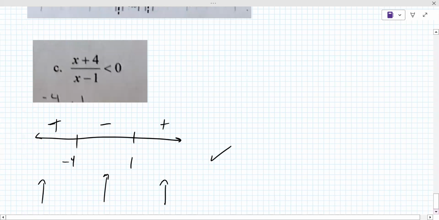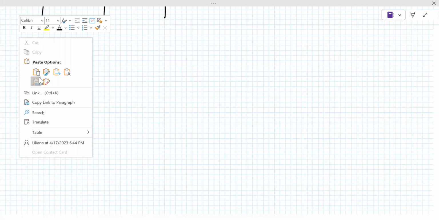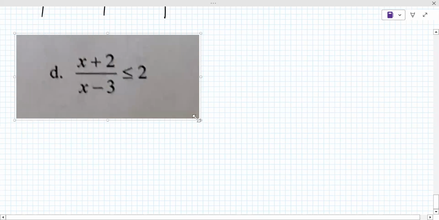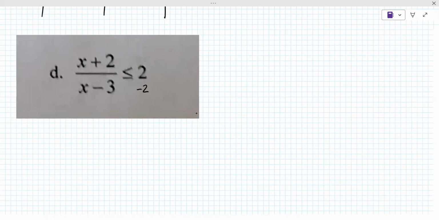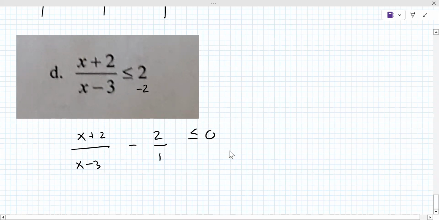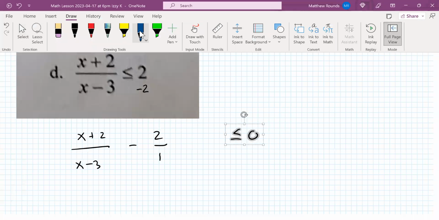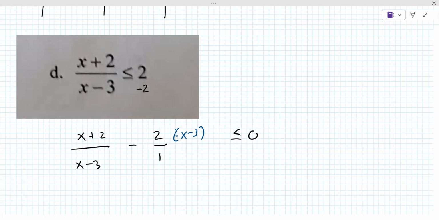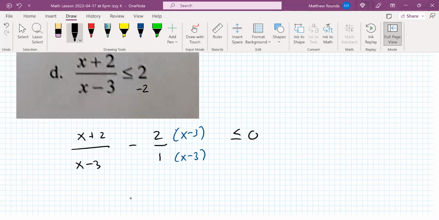So to do D, you really want one side of the equation to be equal to 0. So you really do have to subtract 2 from both sides. So that looks like this: (x plus 2) over (x minus 3) minus 2 less than or equal to 0. You might be wondering, what do I do now? Well, you have to make a common denominator, and your common denominator is going to be this x minus 3. So I'm just going to move this over a little bit, and we're going to multiply the top and bottom by x minus 3. So now it will have a common bottom.